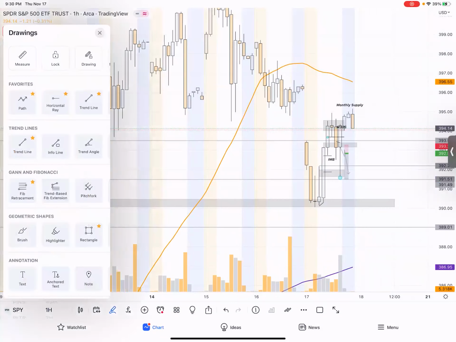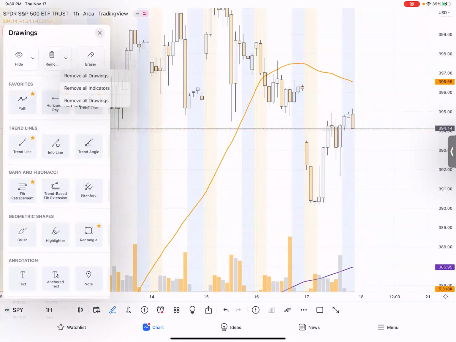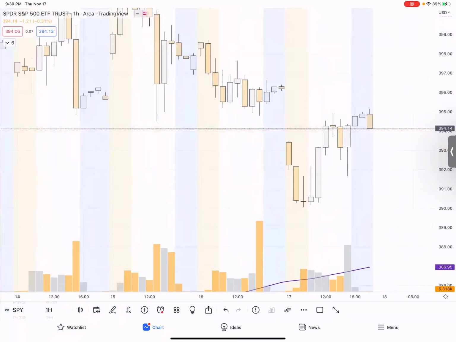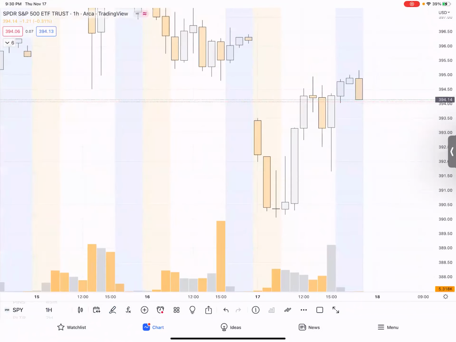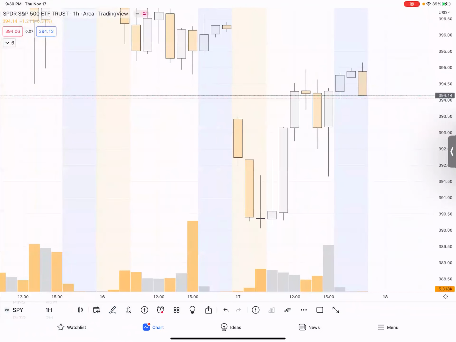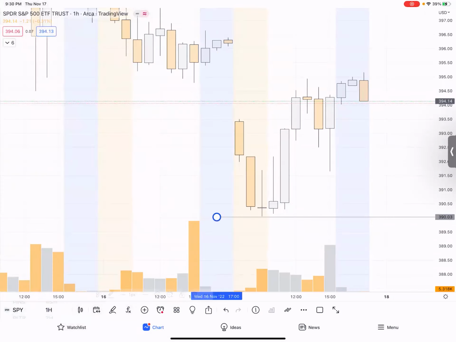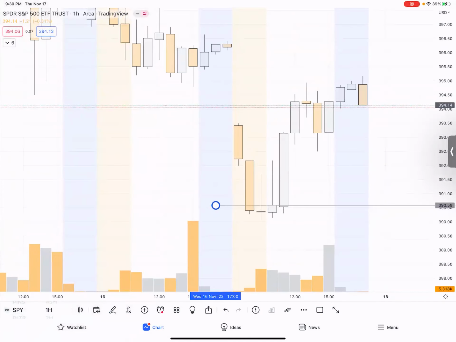Actually, let's do a clear chart and remove these indicators. All right, so on the 1 hour, we can see here that the session open was here at 390.5.